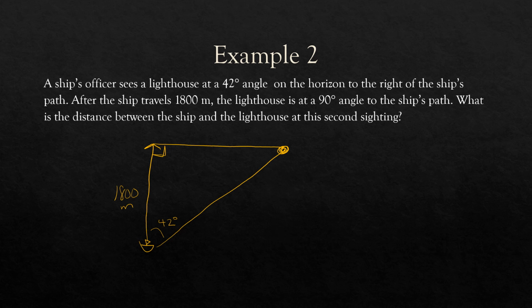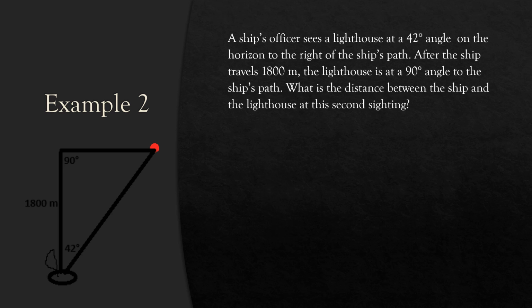So this is what our picture should look like. What is the distance between the ship and the lighthouse at the second sighting? So this is the first time, and this is the second time. We want to know this distance between the second sighting and the lighthouse. Here's this picture again. I just moved it over so that we could do our work.